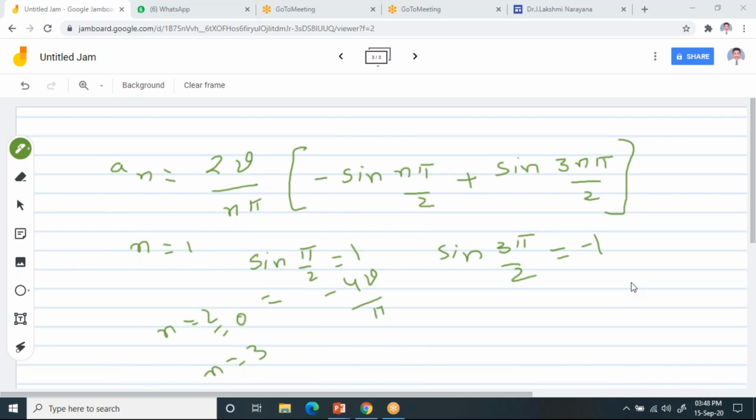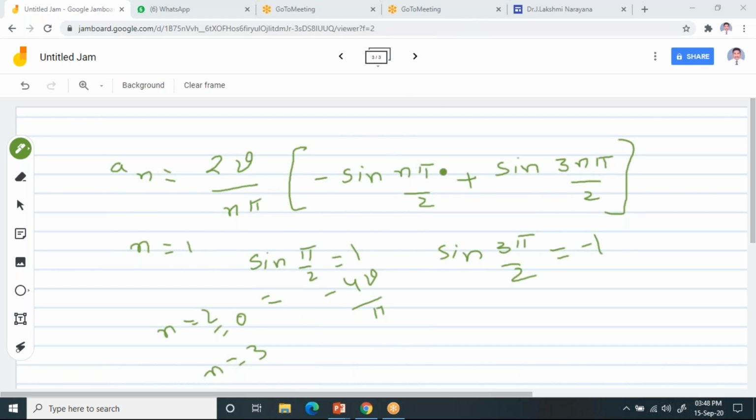Yeah. No, Jyoti, it is not minus 1. You please check it. When n equal to 3, what? I want the total answer. Yeah, observe it. Yes. Sri Lakshmi, good, great. 4v by 3 pi, right? So, Sri Lakshmi, you are right.